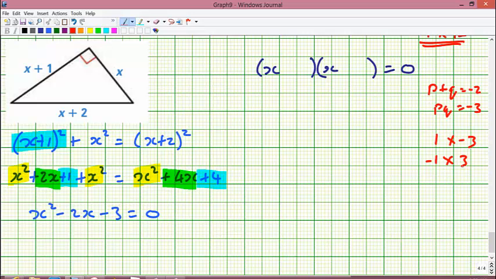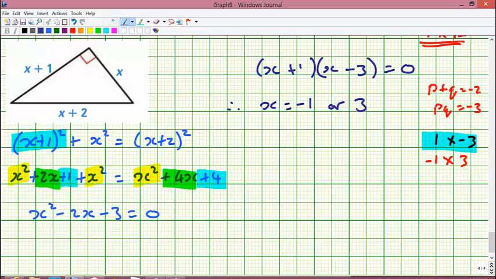So I think it has to be that first one there. That's what we're going to use. So that would be (x plus 1)(x minus 3) equals 0. Therefore, our possible answers are x equals negative 1 or 3.